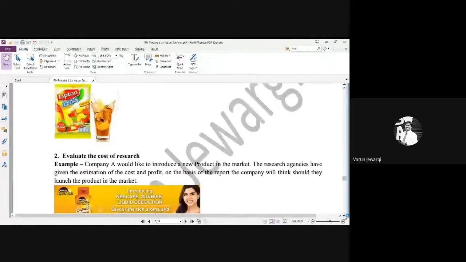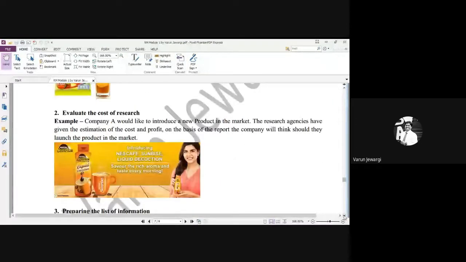Evaluate the cost of research. Now, say for example, you have planned to launch a product in the market. Simply you cannot launch the product in the market. You need to conduct research for that. You need to understand who is my end customer, who is going to buy my product. For that, you need to do research.